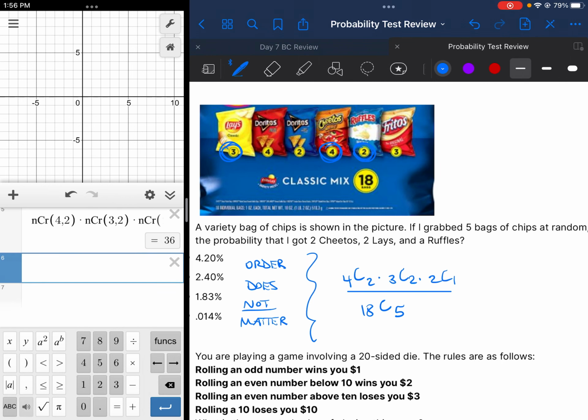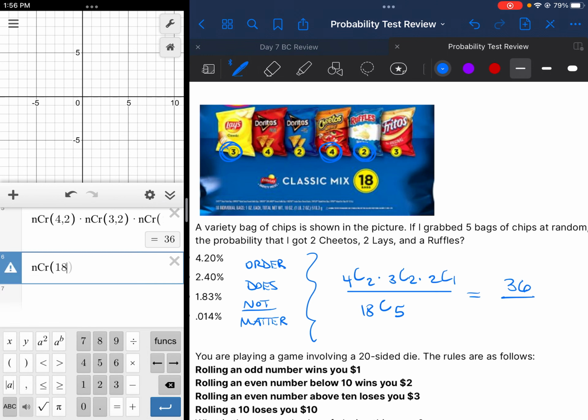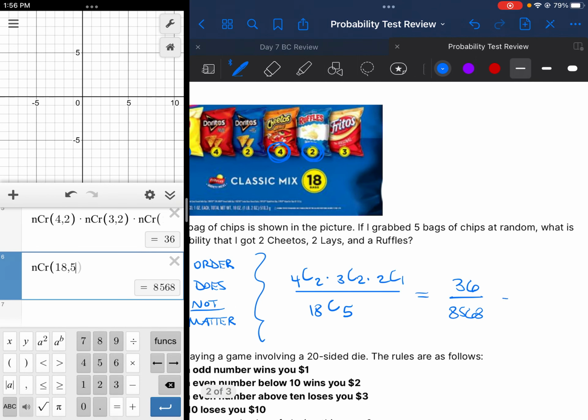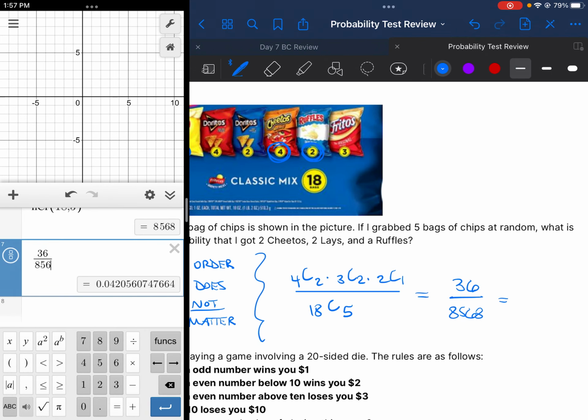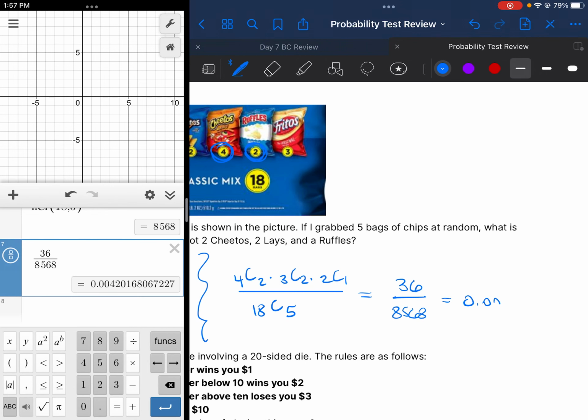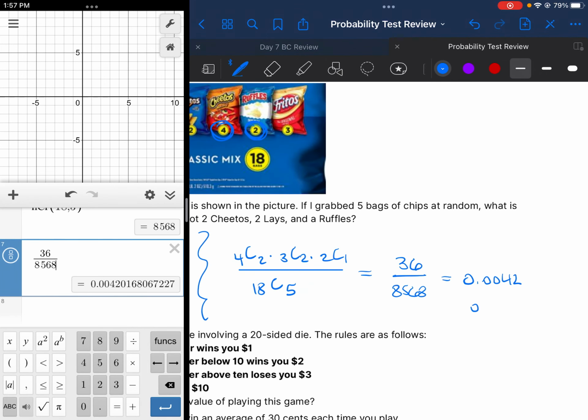We get 36. Denominator, 18C5. Do this separately. 18, comma 5, 8,568. And then let's just divide the two. 36 divided by 8,568 is 0.0042. Our answer choices are all in percentages, so this is 0.42%.